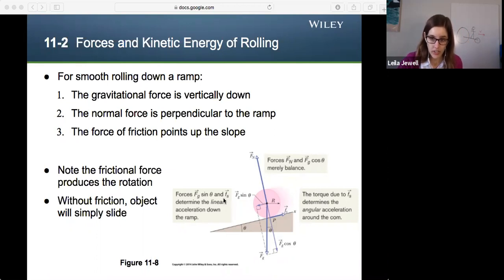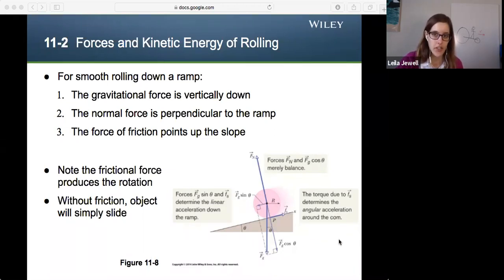And so interestingly, the normal force and Fg cosine theta just balance out in the vertical direction. The force of gravity down the ramp, Fg sine theta, and the force of static friction will determine our linear acceleration. But the key is that the torque that the force of static friction applies determines the angular acceleration, because the force of static friction is the only force that's not acting at the center of mass. And so it's able to create a torque on the ball and cause that rotation.